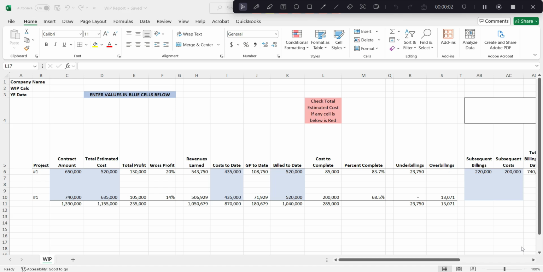I want you all to get used to evaluating subsequent activity when building your WIP schedules. By subsequent activity, I mean activity after the balance sheet date. Suppose our balance sheet date is December 31st, 2023. Our subsequent activity would include everything from January 1 of 2024 and onward. A lot can happen after the balance sheet date.